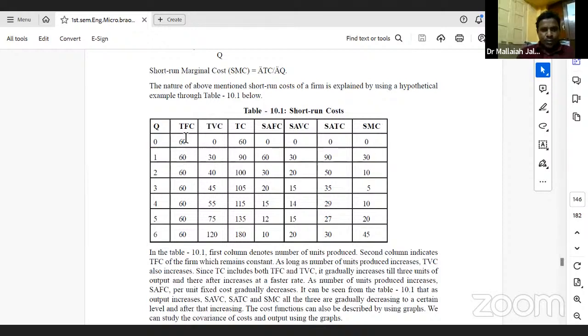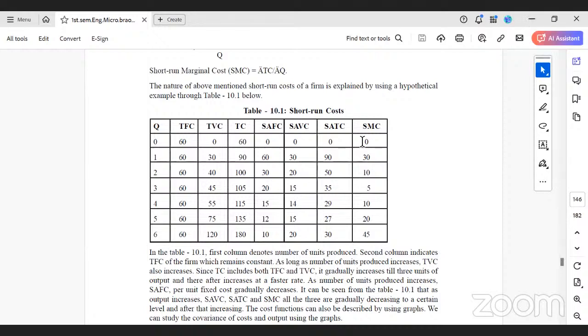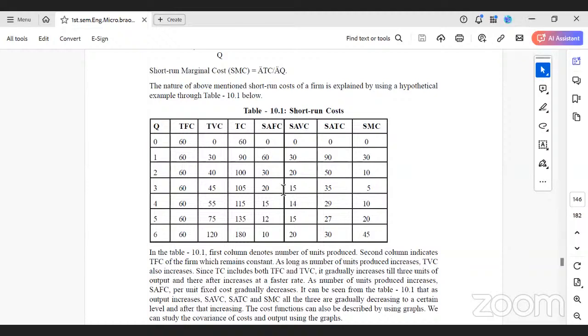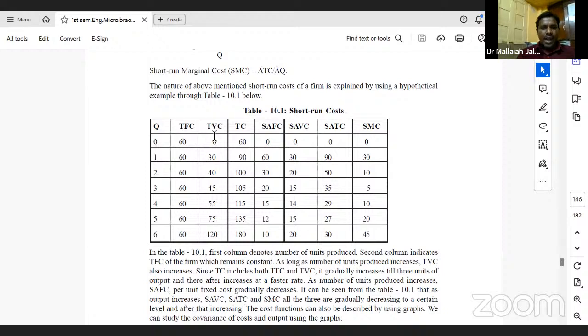Whenever we are adding together fixed cost and variable cost, we get TC, total cost, and this marginal cost is the variation of the total cost. 90 to 100, how much the difference? 10, right? So this 10 is here. Then 100 to 105, how much the difference? Only 5, right? So likewise, we get marginal cost values. When we add total fixed cost and variable cost, we get this. Okay?